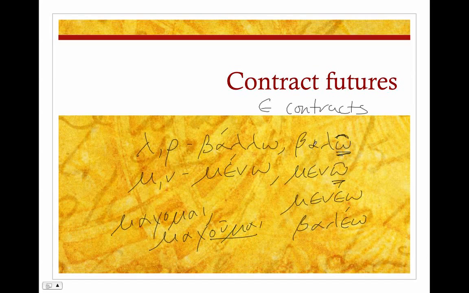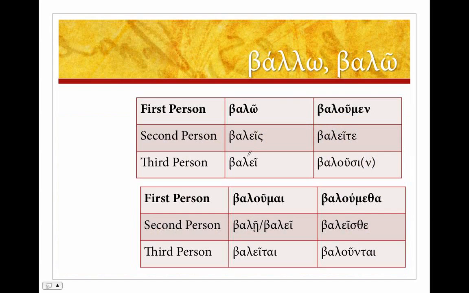We'll take a look at ballo to show how they conjugate. But if you already know how to conjugate epsilon contracts, you'll have no problem with the future contracts. So ballo, balō, I see that circumflex over the omega. I know it's a contract. I know it's an epsilon contract. So in conjugating it, it's going to be balō, baleis, balei, baloumen, balēte, balousin.